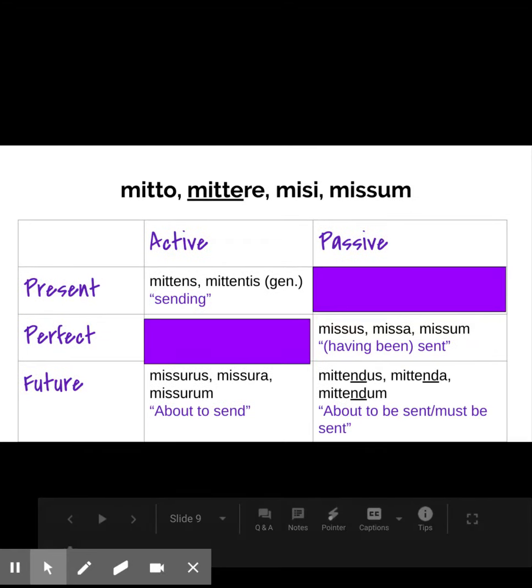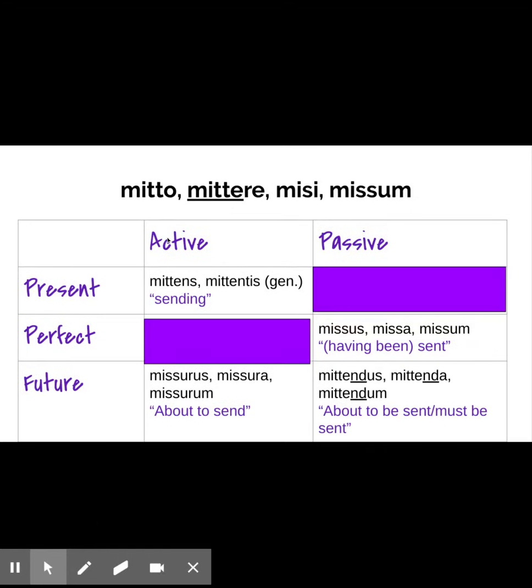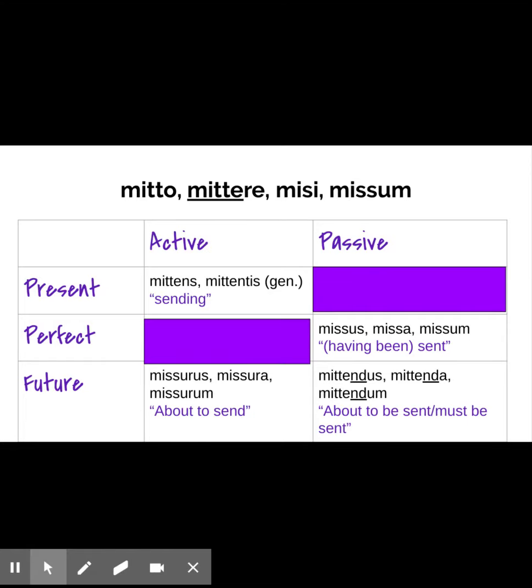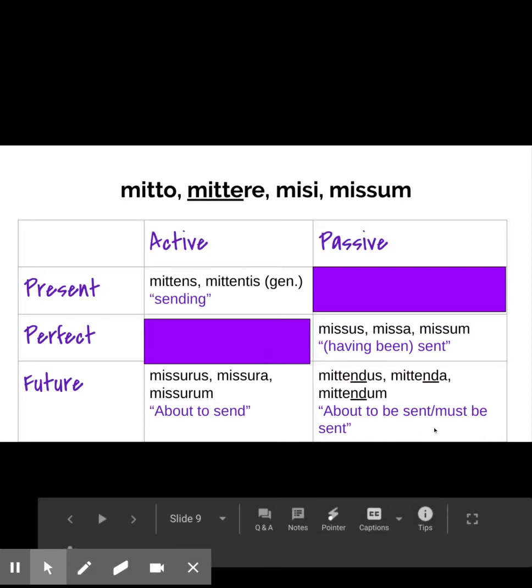The future passive participle comes from the second principal part without the RE, but adds an ND before the gendered endings. These participles describe something that is going to happen to them. For example, about to be sent. These are commonly used to show obligation, and they're known as gerundives, which is why must be sent is also an appropriate translation.